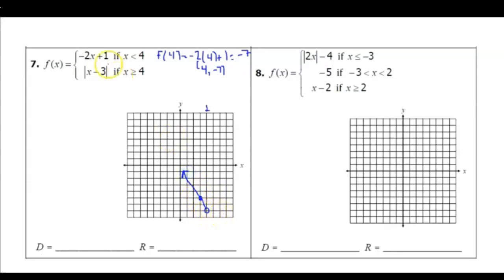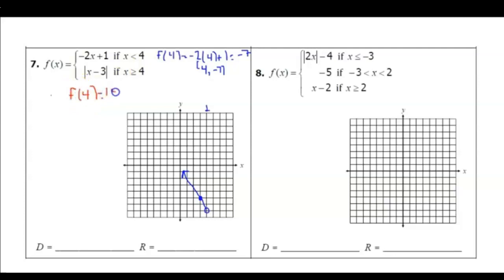Now, I'll go to the next part of the function, which is when f of x is the absolute value of x minus 3. I'm going to go ahead and go through the same steps. Let's figure out where our point is at. Okay, so where does this break happen? We're going to do that by finding f of 4 for the absolute value of x minus 3, where our boundary point is.